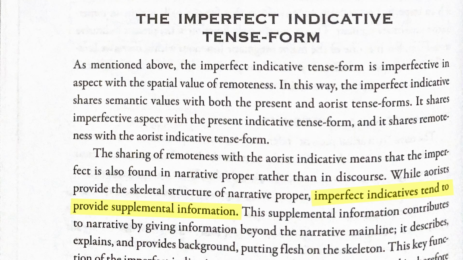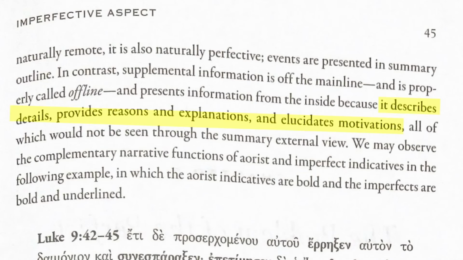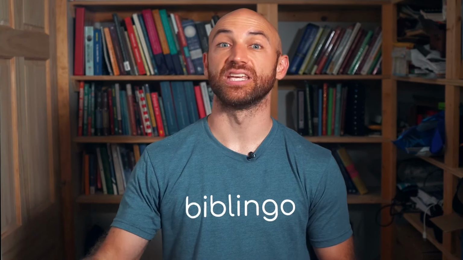Within narrative, he rightly says that imperfect indicatives tend to provide supplemental information. It is true that this is a tendency, and that the imperfect form tends to describe details, provide reasons and explanations, and elucidate motivations. It would seem that these functions are why Campbell calls the imperfect form imperfective, which he describes as being a more detailed view of the situation. However, this is only a tendency and is not part of the meaning of the form.